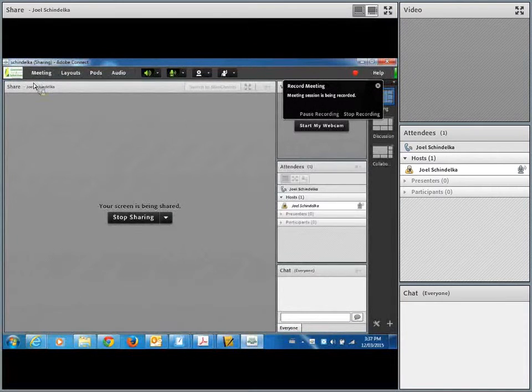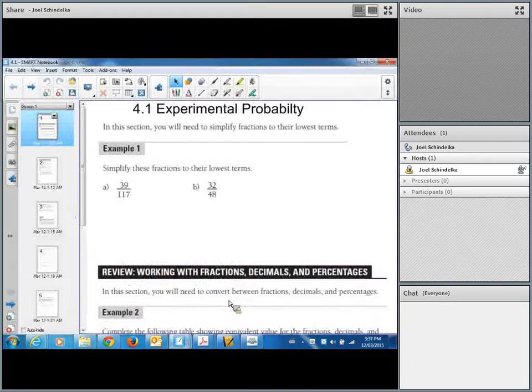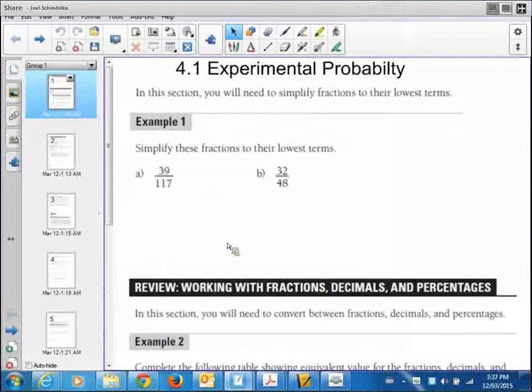4.1, experimental probability. Now, the first thing we should look at is reviewing fractions, because you're going to need to know how to get them back down to lowest terms.